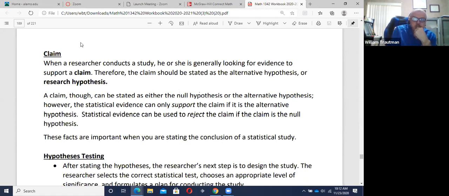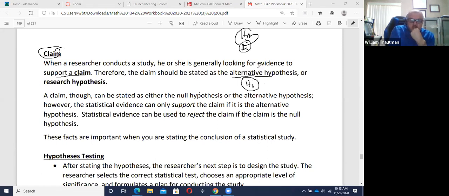So we can read through this really quick. The claim: when a researcher conducts a study, he's generally looking for evidence to support a claim. Therefore, the claim, what the scientist is trying to claim, is the alternative, the H1. Remember, some books call it HA, some books call it H1. But the alternative is H1 or HA. So that's the scientist's claim, whether the scientist is trying to get it better or worse or just different.